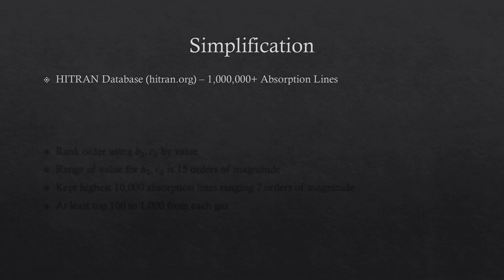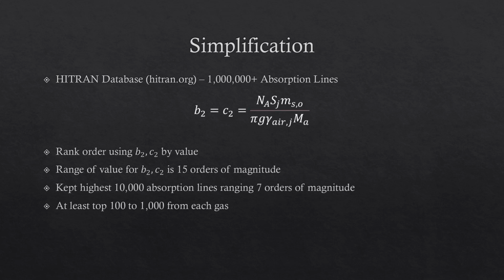There are over 1 million absorption lines for atmospheric gases. To simplify, the million are rank ordered and reduced to the 10,000 strongest absorption lines. These 10,000 include the strongest 100 to 1,000 for each substance considered.